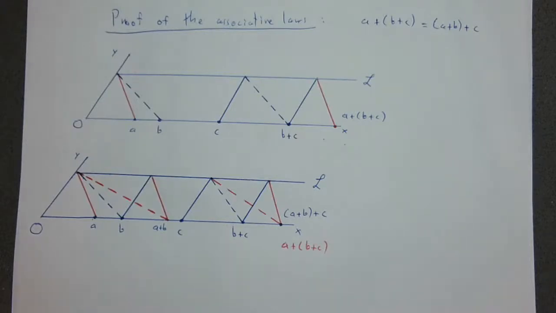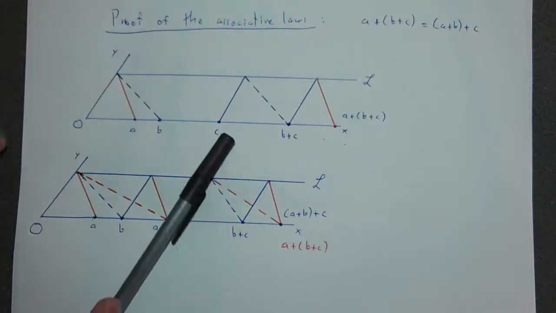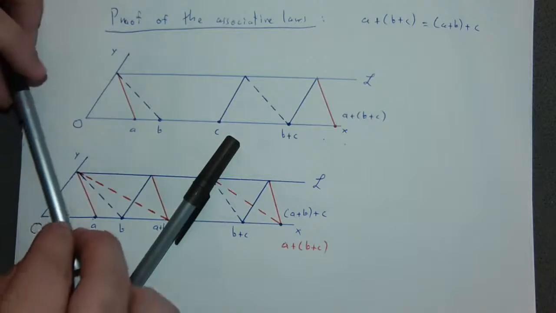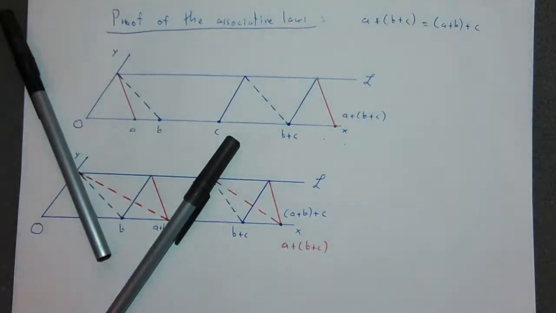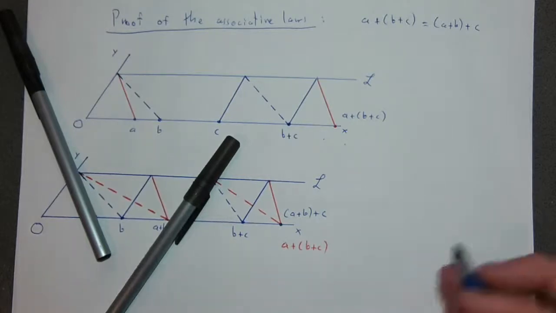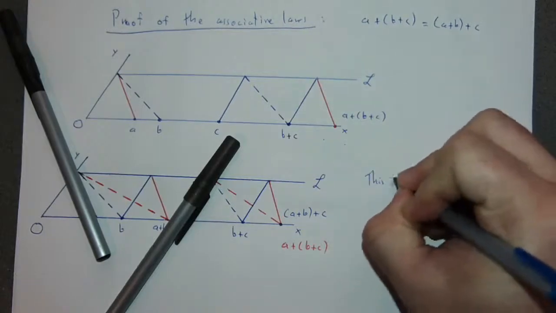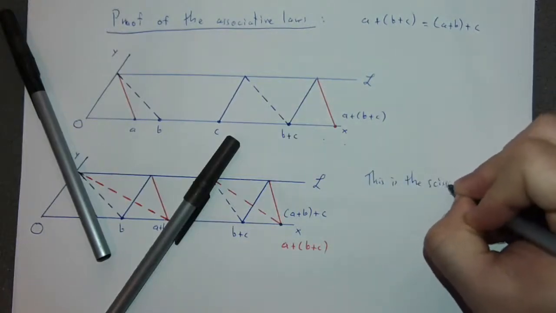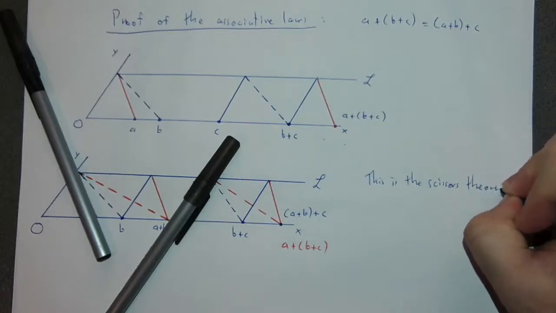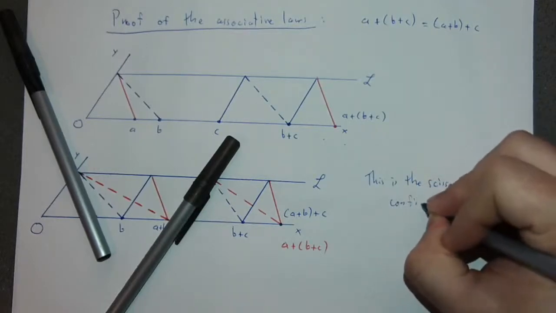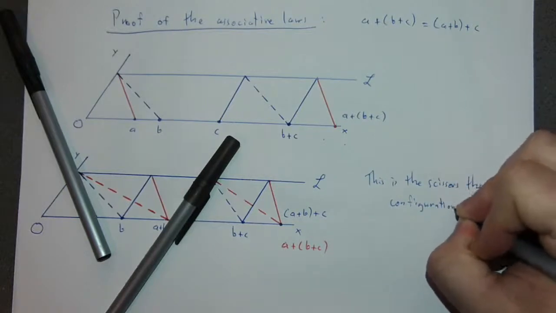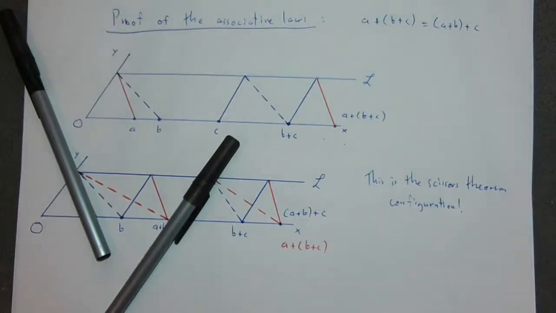Okay, but what do you notice? I'm going to delete some lines here. I'm going to delete that line, and we're going to delete that line. What do you notice about what's left? This is the scissors theorem configuration. All right, so this is the scissors theorem configuration. What did the scissors theorem configuration say?